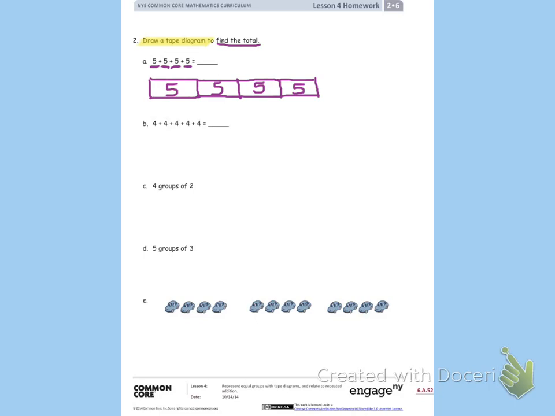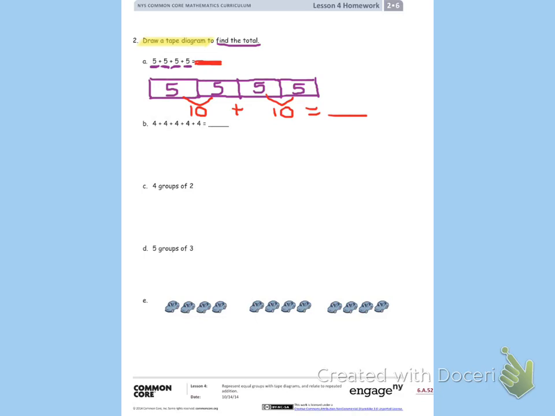I could pair them up in order to add more efficiently. I could go like this. These 2 groups of 5 are the same as 10, plus these 2 groups of 5 are the same as 10, and then I could add them up here. Because 4 groups of 5 is the same thing as 2 groups of 10. Don't forget to put the answer here as well.